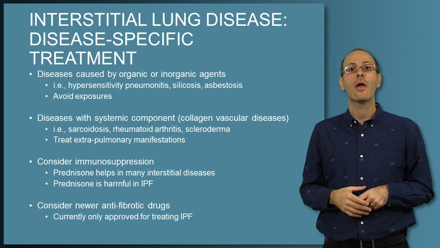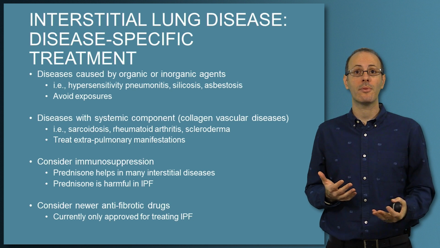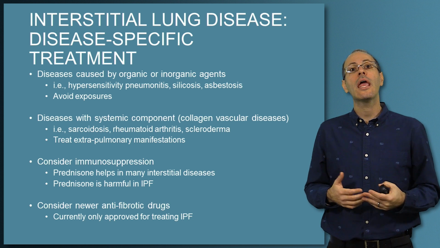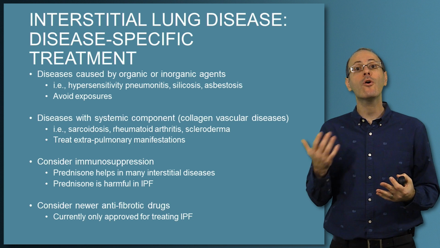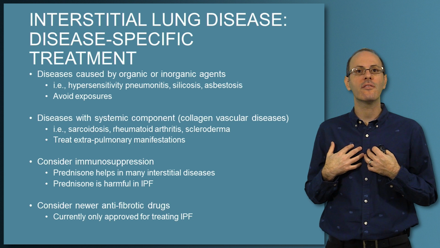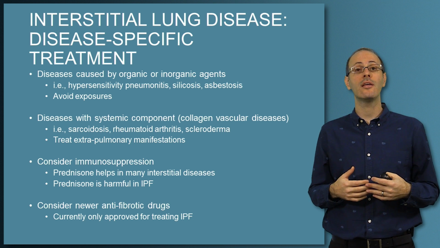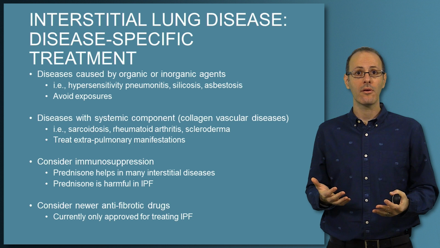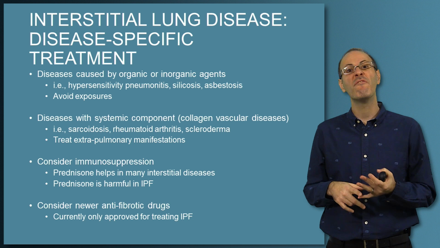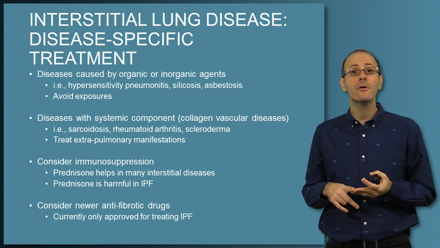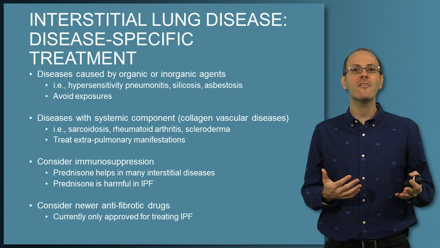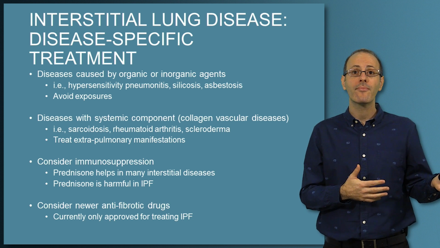But there are some disease-specific treatments. We'll expand a little bit more about this in our lecture, but for diseases that are caused by organic or inorganic agents, we should avoid the exposure that's causing the lung disease. So as an example, in a condition called hypersensitivity pneumonitis, patients are reacting to some sort of organic compound in the environment, whether that's feathers, pets, mold, something like that. And so if we know there's an exposure in the environment causing their lung disease, they should obviously avoid that.